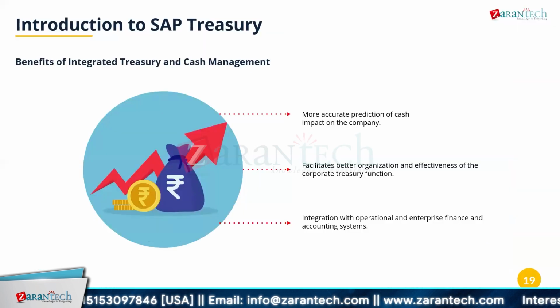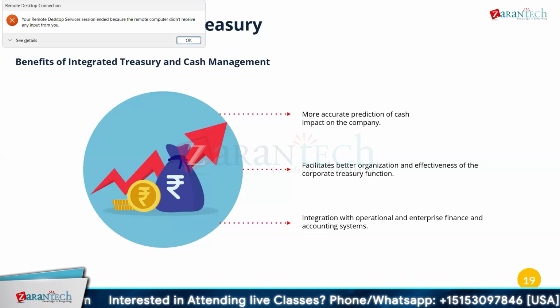Okay. So let's talk about the benefits of using treasury and cash management. So first thing is that it helps in better and more accurate prediction of the cash impact on the company. As we know, for a company, it's quite important to stay liquid and understand what kind of impacts it has. So if we have proper control in terms of the payment, in terms of the investment and loans, and if you can do proper risk management and cash forecast, then it can lead to a better prediction of the cash impact. Secondly, it facilitates better organization and effectiveness of the corporate treasury function.